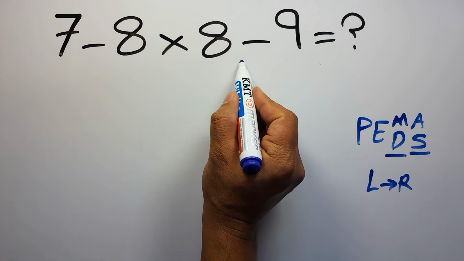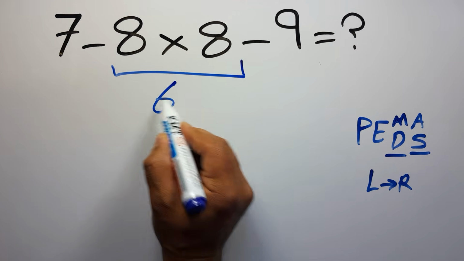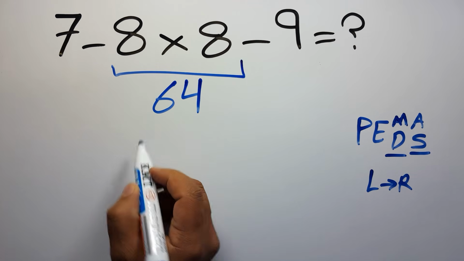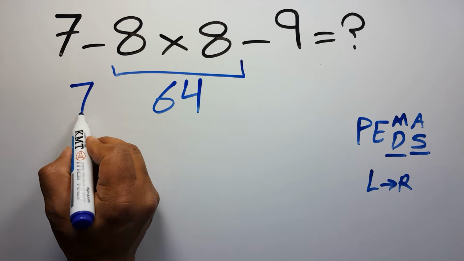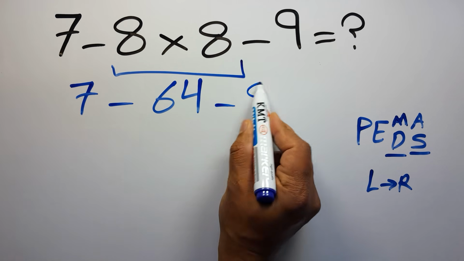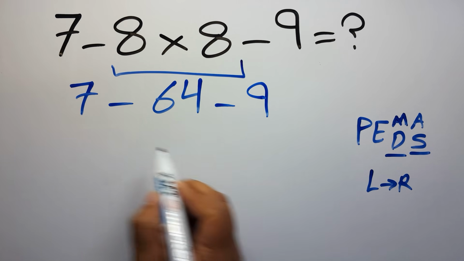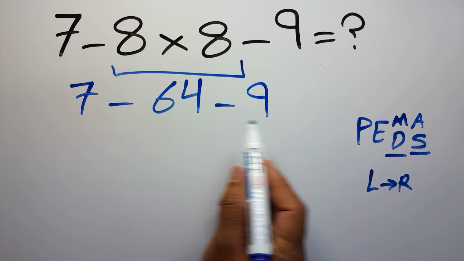8 times 8 gives us 64. So we have 7 minus 64 minus 9. Now we have to work from left to right.